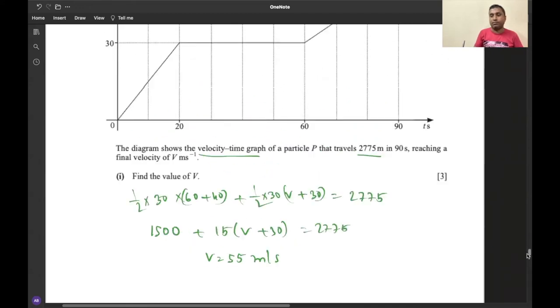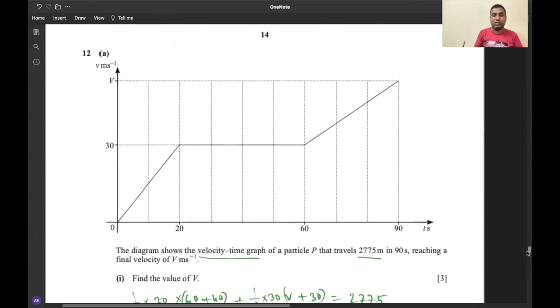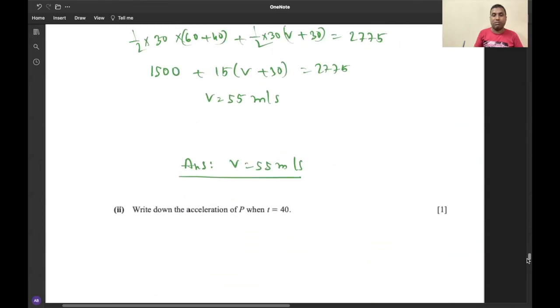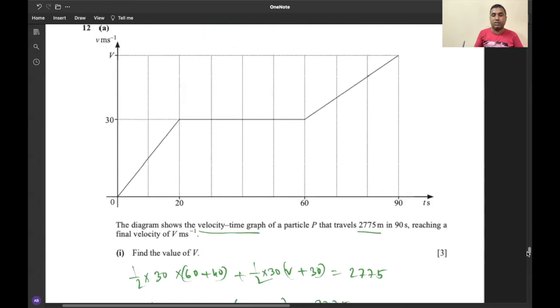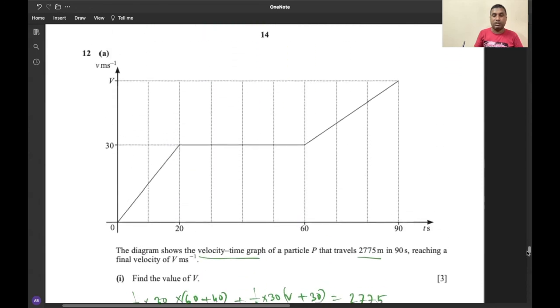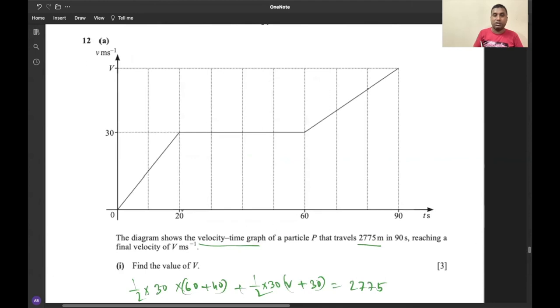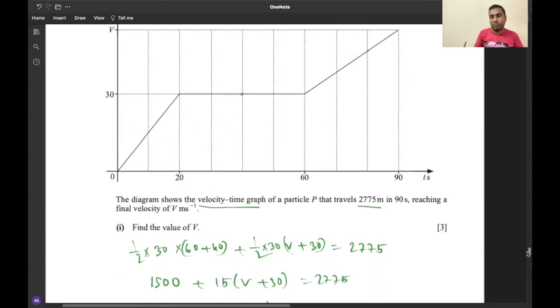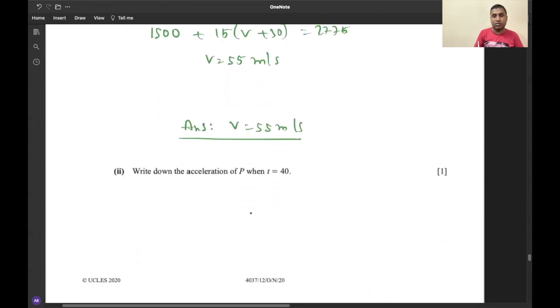Now see this question, velocity time graph. Now let me find out acceleration of P when t equals 40. So where is the 40? T is 40 is here. So this acceleration is zero because there is no gradient. It's not steeper. So the acceleration will be zero.